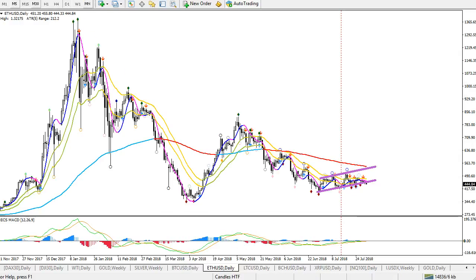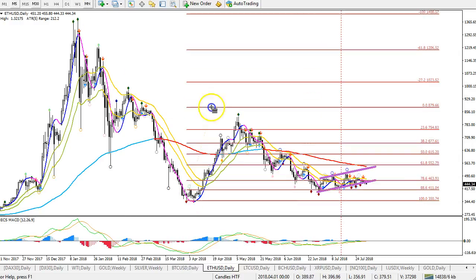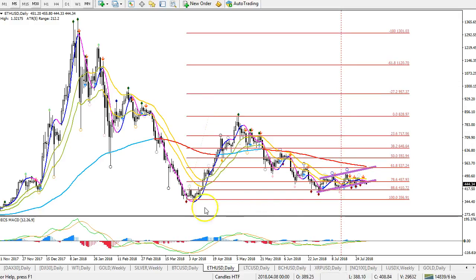Now, price already bounced at the 88.6 fib. So there's not really anything left of support if it does break here. All right, maybe double bottom. That could be something. Maybe two double bottoms, one at the 88, one at the 100. That's around 356 and 410.